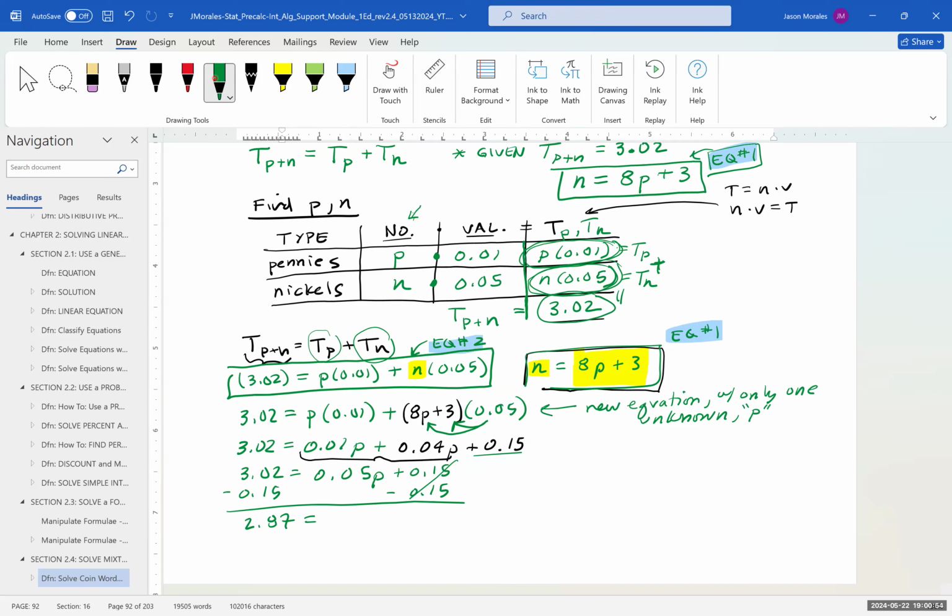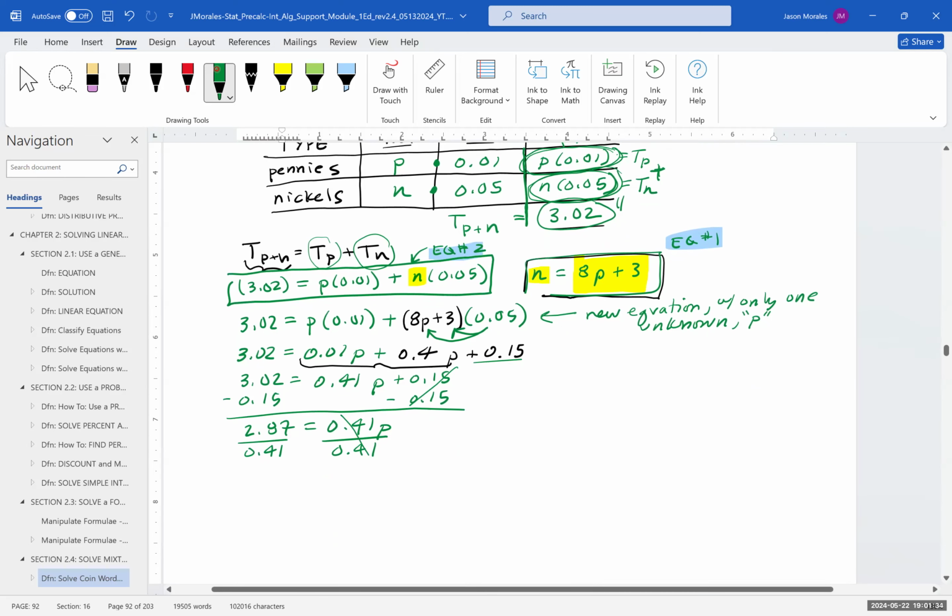I think I made a mistake here. I caught a mistake. Okay, this shouldn't be 0.04, it should be 0.4. And this value here should be 0.41p. Okay, I'm glad I caught it. So 2.87 should be equal to 0.41p. Divide both sides by 0.41. And the number of pennies that we've got is 7.